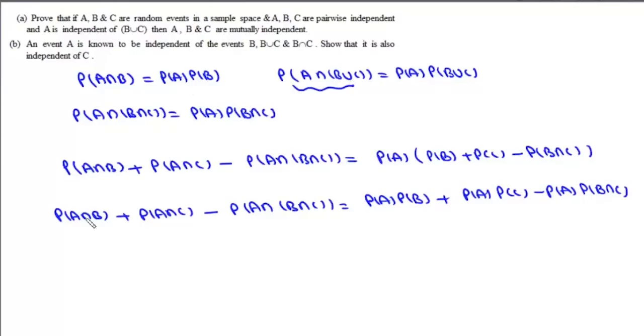Now P(A ∩ B) is P(A) into P(B), it'll cancel, and P(A ∩ B ∩ C) is P(A) into P(B ∩ C), so it'll cancel. So from here we get this condition that probability of A ∩ C is equal to probability of A into probability of C. That means events A and C are independent, and that's our second part.